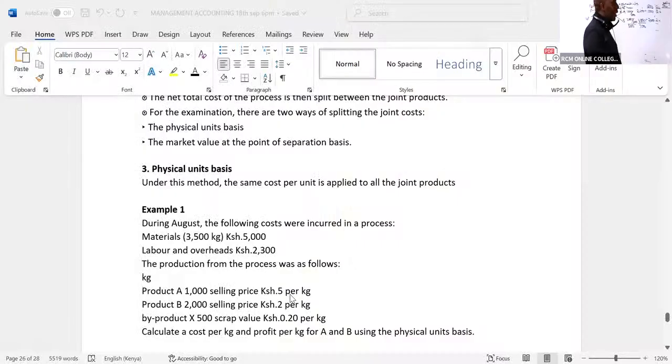So for A, the selling price, I can see A is going for 5 bob. Then this other one is going for 2 bob. And then give me profit per unit. So profit per unit, we shall take the selling price minus the variable cost.